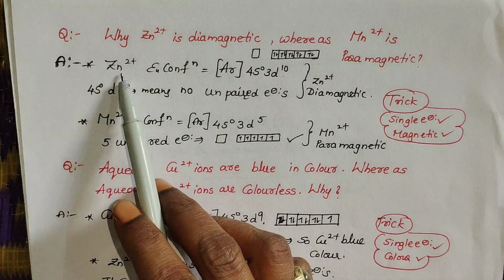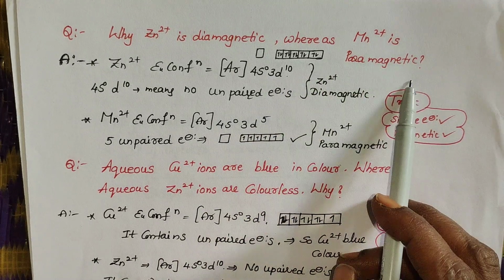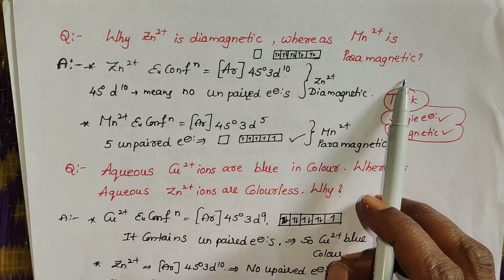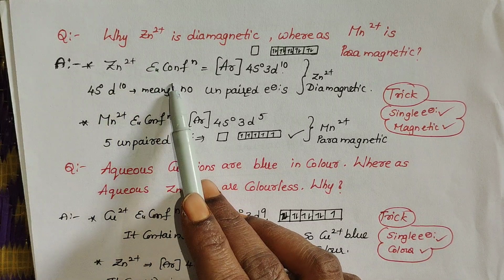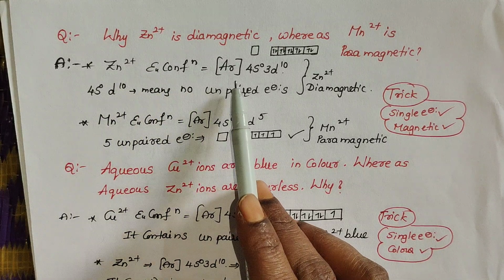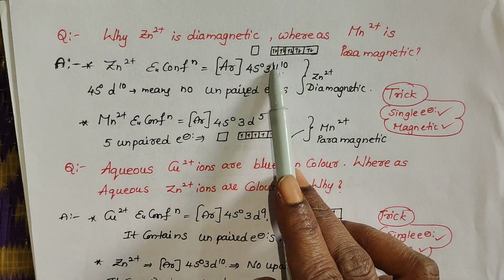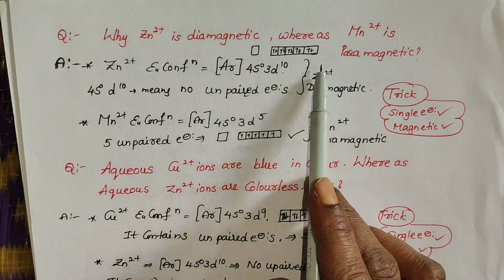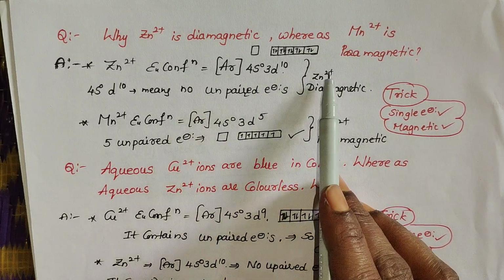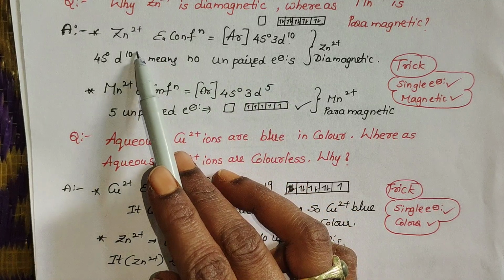First question: why is Zn2+ diamagnetic whereas Mn2+ is paramagnetic? It is from the d block elements. Zn2+ is diamagnetic. Why? Because the electronic configuration is argon 4s0 3d10. In 3d10, the 5 d orbitals are filled with 2 electrons each. Here there is no single electron, so no unpaired electrons in Zn2+.